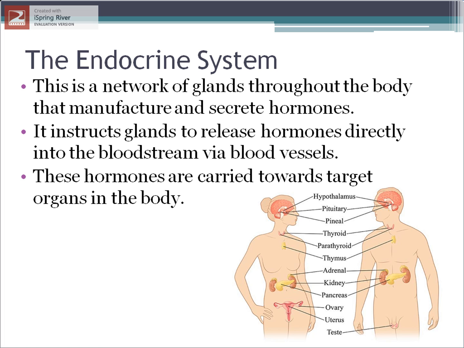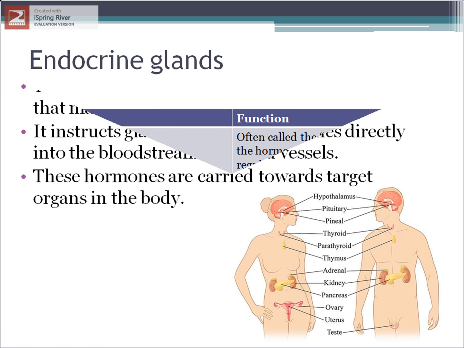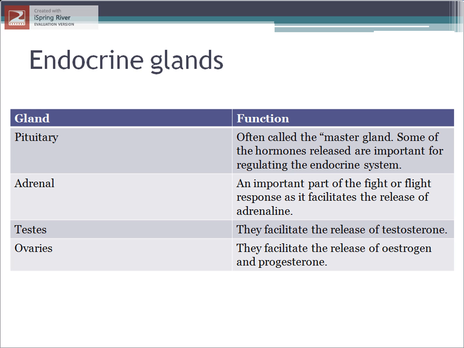So next we're going to look at the endocrine system. This is a network of glands throughout the body that manufactures and secretes hormones. It works alongside the nervous system to control vital functions in the body. It instructs glands to release the hormones directly into the bloodstream via blood vessels. These hormones are carried towards target organs in the body. Below is a table with certain glands and their functions. If you pause this video, then you can take some notes.